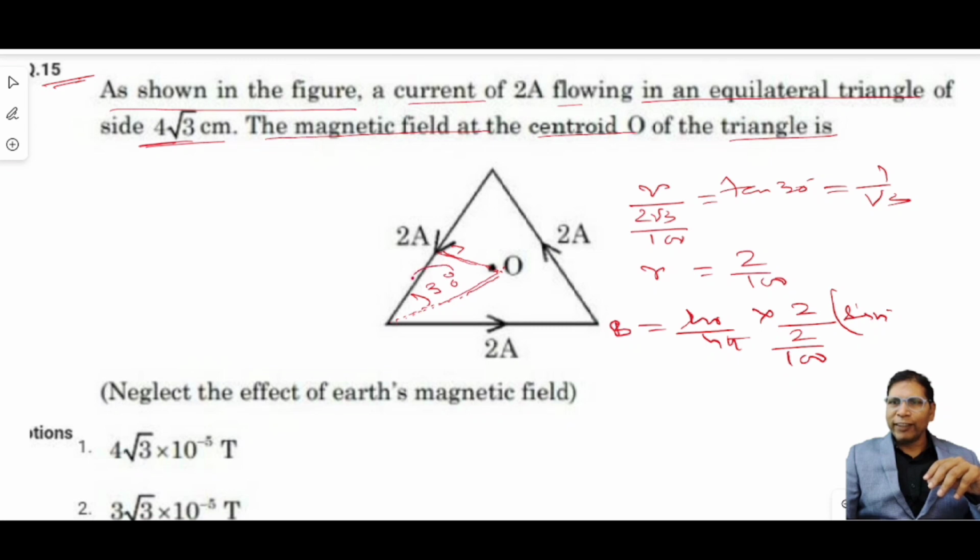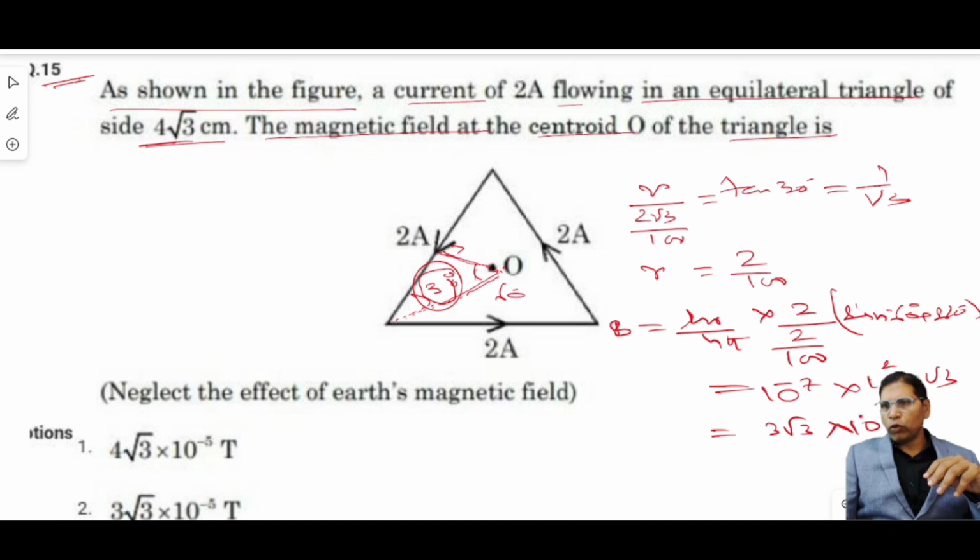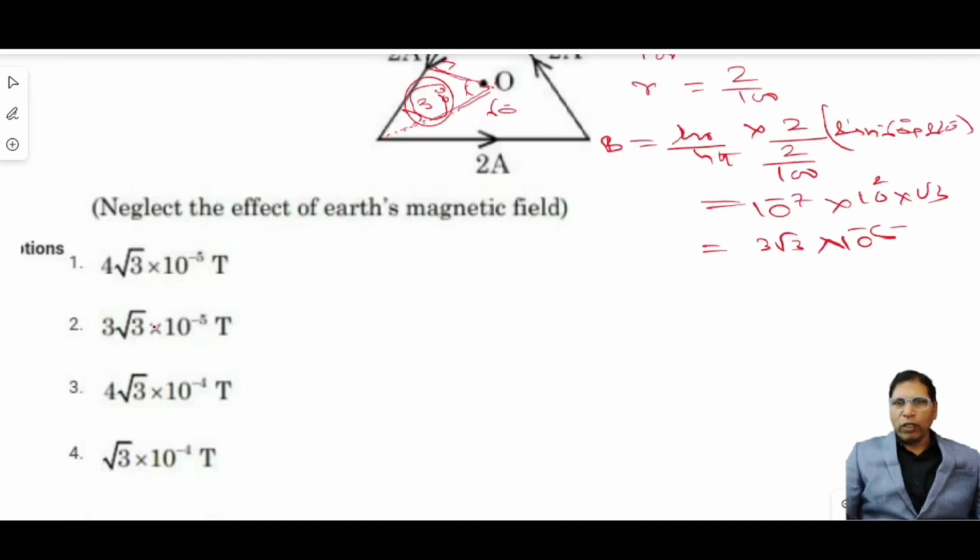Now sine theta 1, this is 30 degree. If this angle is 30 degree, this angle is 60 degree. So this is sine 60 degree plus sine 60 degree, therefore this is root 3. Therefore this is 10 to the power minus 7 into 10 to the power 2 into root 3. As it has three sides, the net magnetic field is 3 root 3 into 10 to the power minus 5 Tesla. So option 2 is correct.